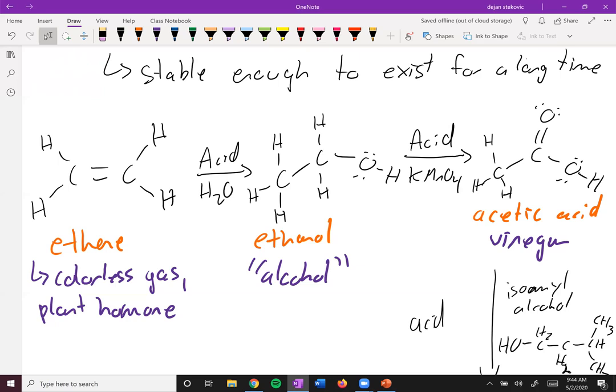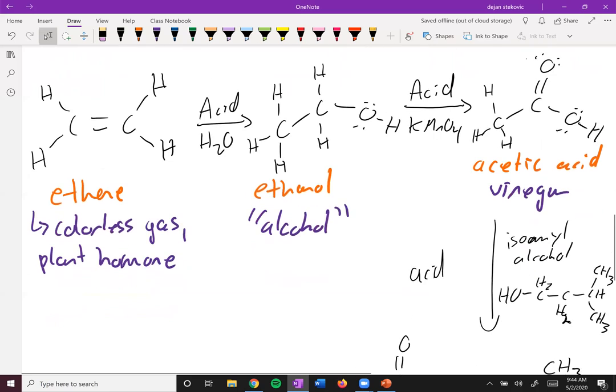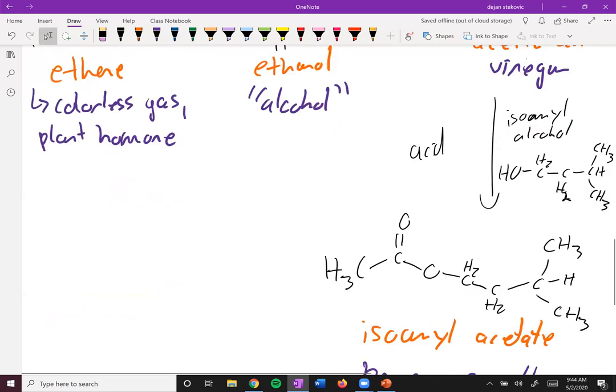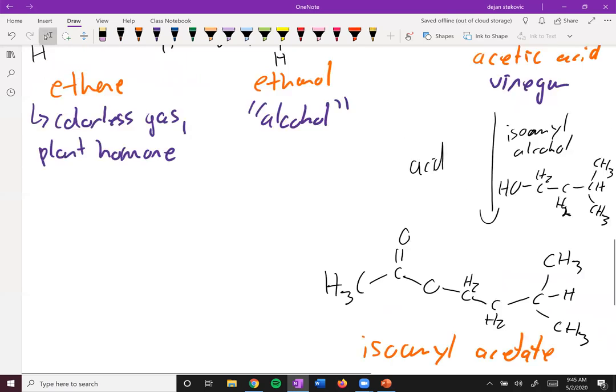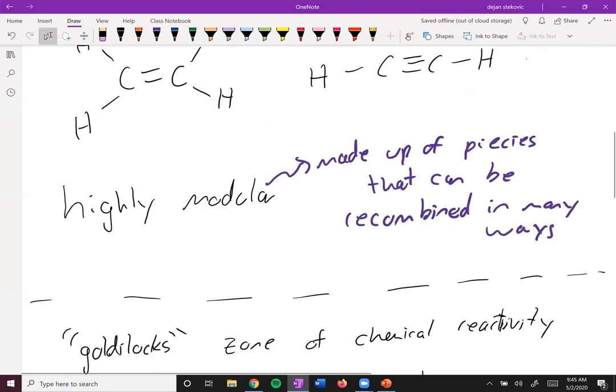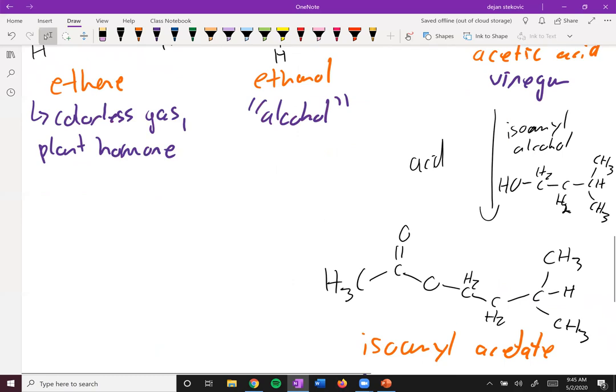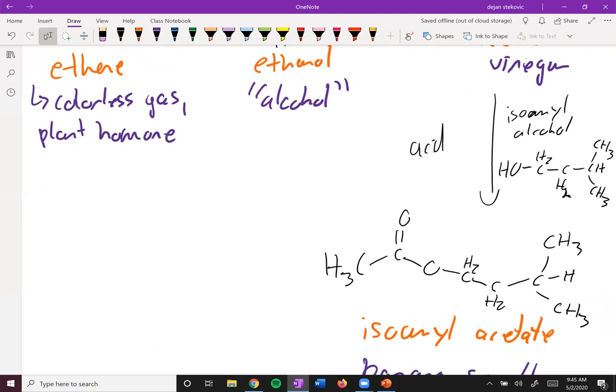If we added some acid and some permanganate, we could turn it into vinegar, which again is stable enough to exist because you probably have vinegar in your household. And then you could react it with some other compounds to make something completely different, right? Isoamyl acetate, which is what gives bananas their smell and is stable enough to exist as well. So as you can see, carbon is highly modular. It's just reactive enough to allow us to do stuff with it, but not so reactive that when we make something new it falls apart.